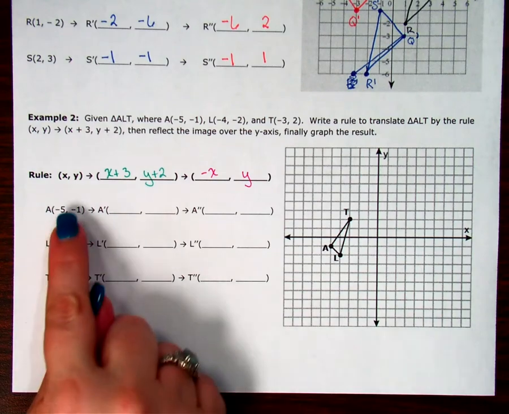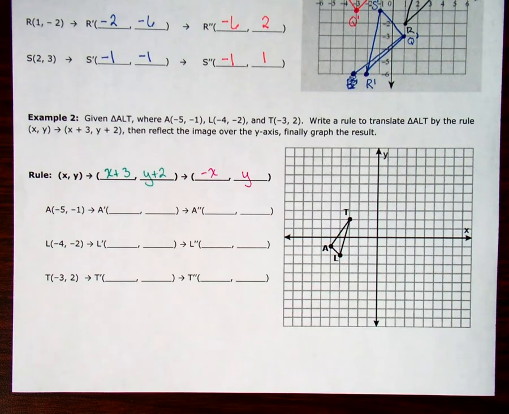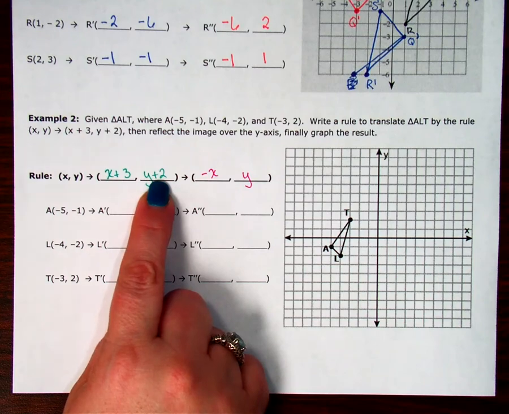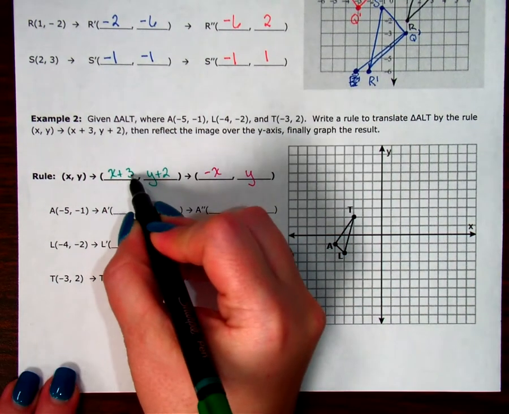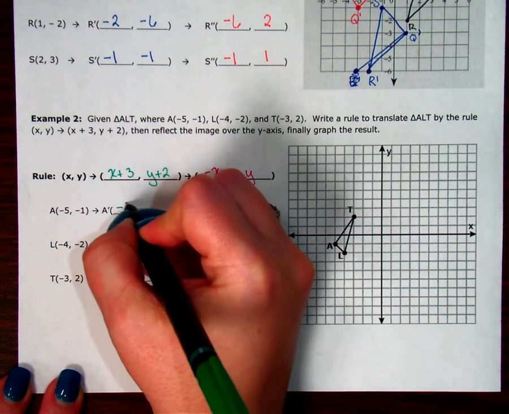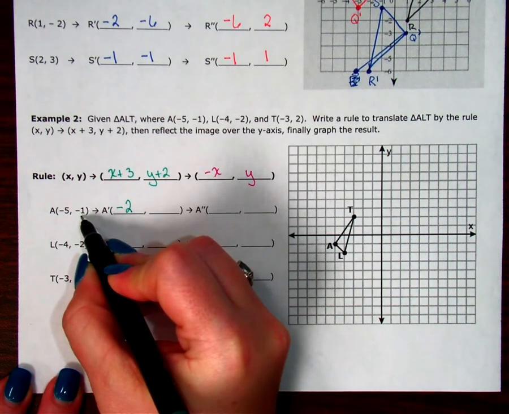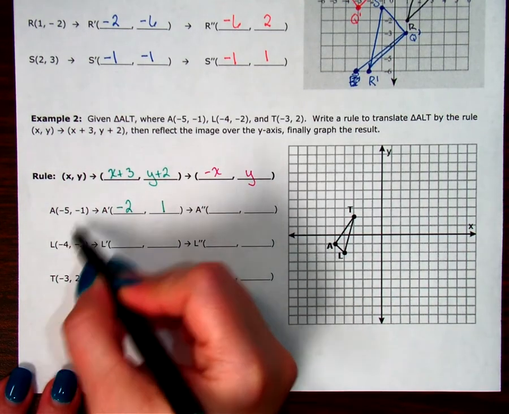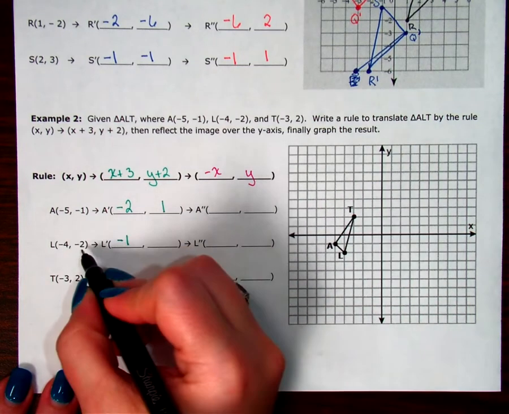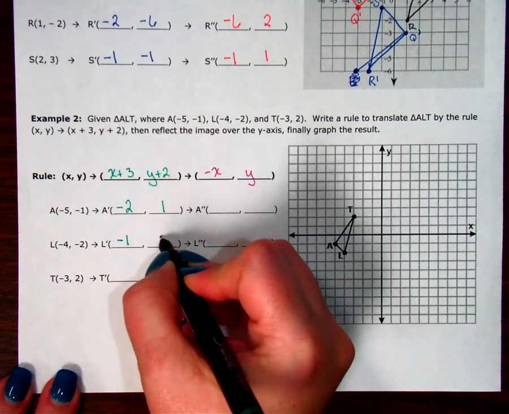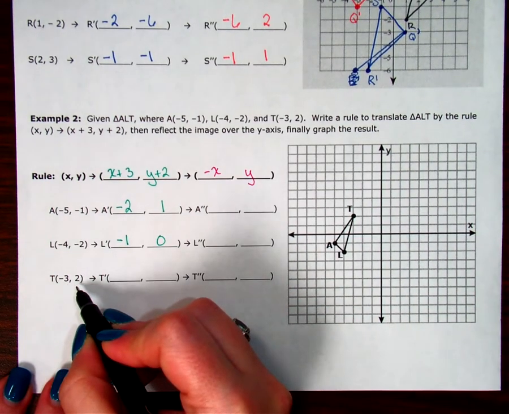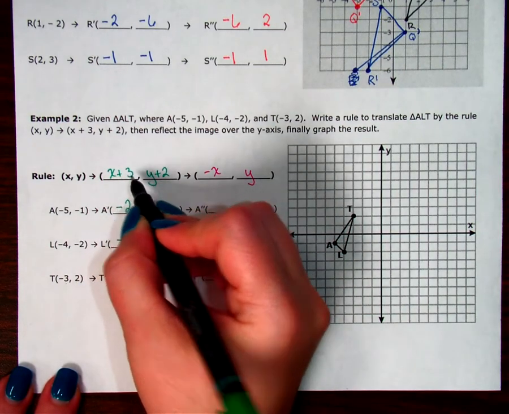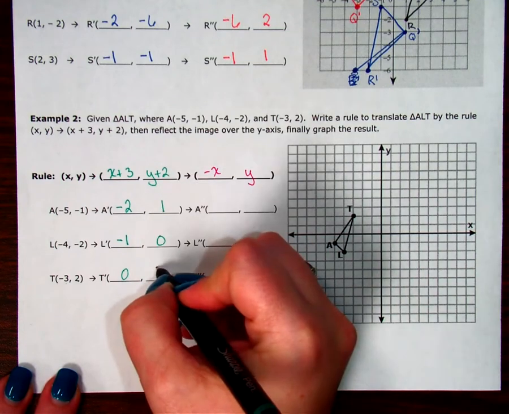All right, so starting from our pre-image, which has already been graphed for me, ALT, I'm first going to find A prime, L prime, T prime by applying my translation rule. So x plus 3: -5 plus 3 is -2, and then y plus 2: -1 plus 2 is +1. My second point, -4 plus 3 is -1, -2 plus 2 is 0. Then -3 plus 3, that's 0, and then 2 plus 2, that's 4.